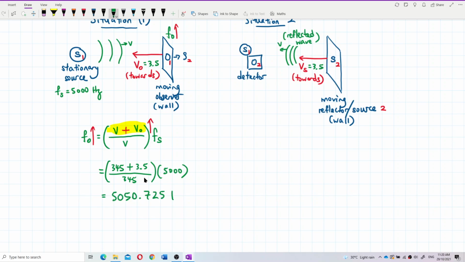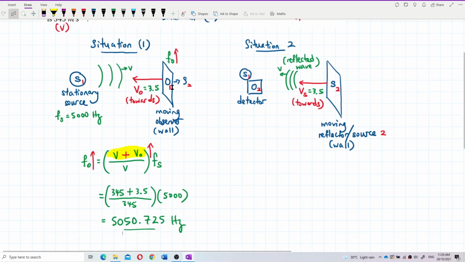5050.725 Hertz. You hear a higher observed frequency. The observer receives a higher observed frequency because it is moving towards the source. The waves are coming faster, more waves coming faster, so the observed frequency increases.